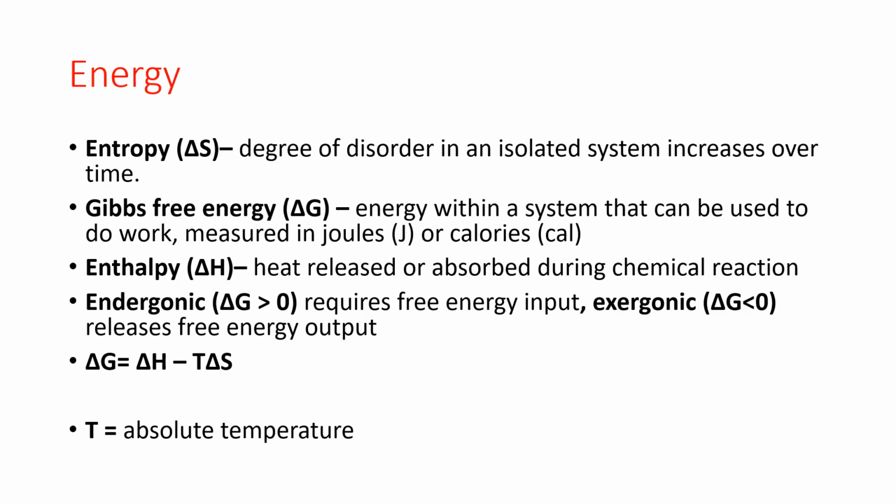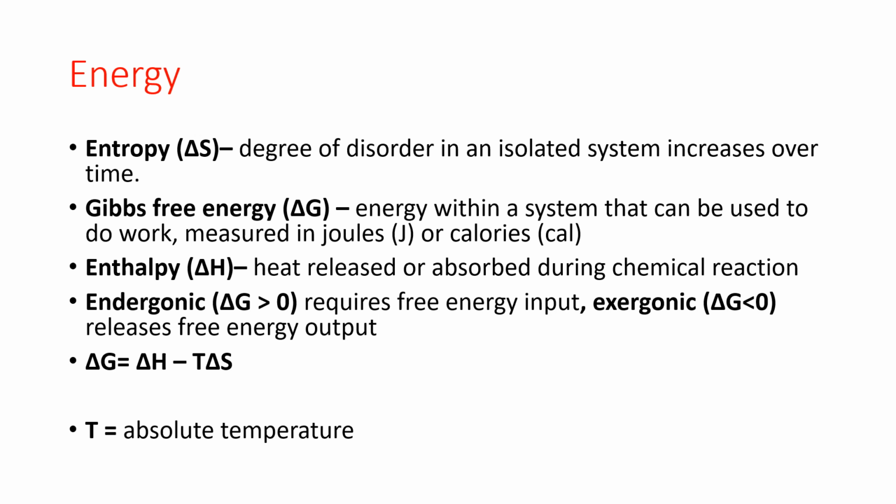So let's round out this section talking about different terms for energy that we use within the cell. One of the terms we use, delta S for entropy, is the degree of disorder in an isolated system that increases over time. Now we know the cells are not isolated systems because they're constantly being supplied with different types of molecules that can generate ATP, which includes carbohydrates, different types of proteins, as well as lipids.